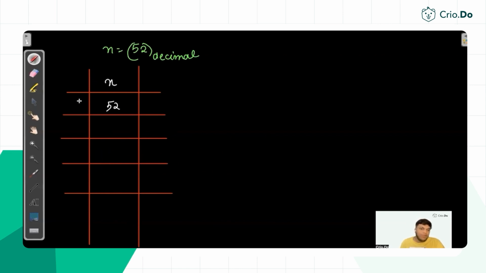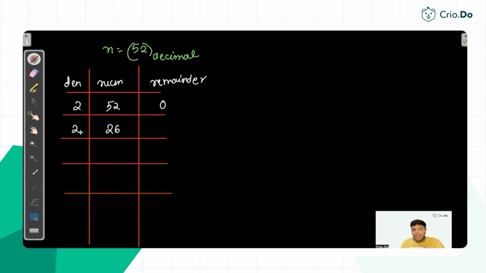We want to divide it by 2 always, and we will also write the remainder. Let's just write the remainder here for now during the dry run. So when we divide 52 by 2, what will be the remainder? It will be 0. 52 is an even number. Even numbers on dividing by 2 will give you 0 remainder. Let's say this is the numerator, and this is the denominator. We are dividing 52 by 2. What will be the new quotient? 52 by 2, the quotient will be 26.